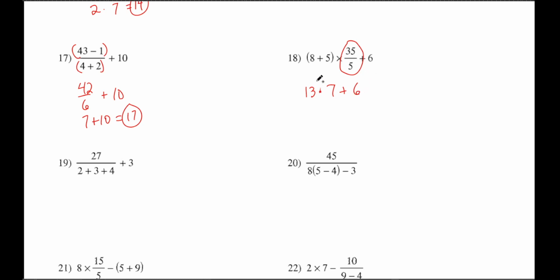6. So we go 13 times 7. I don't know what 13 times 7 is off the top of my head, but let's do it like this. So that's 21, and that's 9, so that's a 91. Everybody good with that? 91 plus 6. We can all do that one. That's 97. That's how you do that.